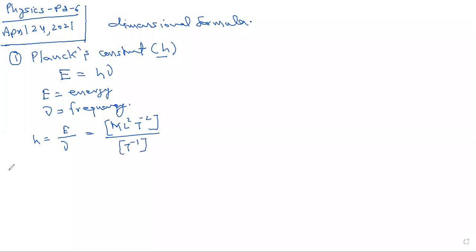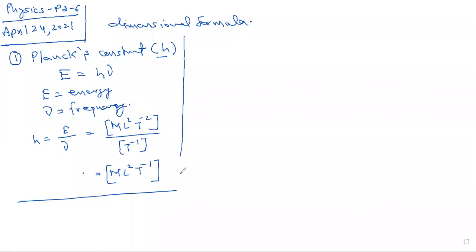Got it? Clear? So the dimension formula for this is ML²T⁻¹. This is the Planck universal constant.